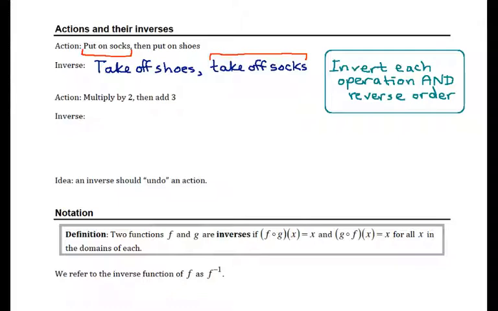So we can now apply this in a mathematical context. If our action is to multiply by 2, then add 3, if we invert each operation and reverse the order, we'll start with the inverse of adding 3, which is subtract 3. And we will then do the inverse of multiplication by 2, which is divide by 2.